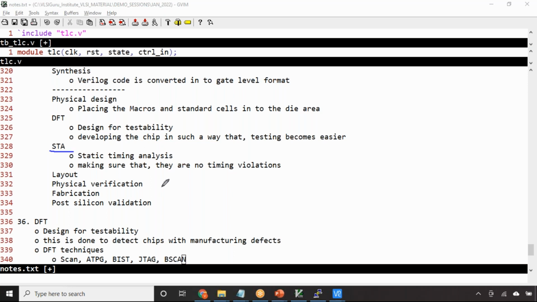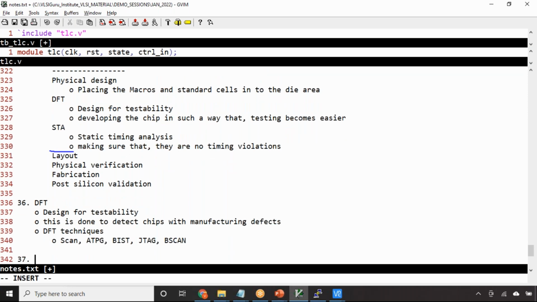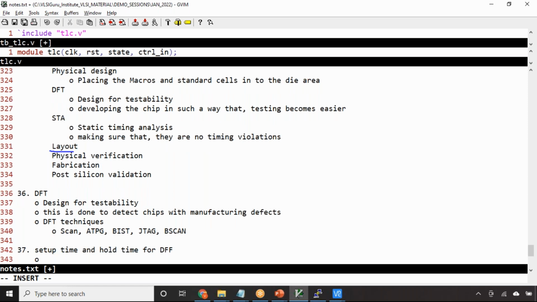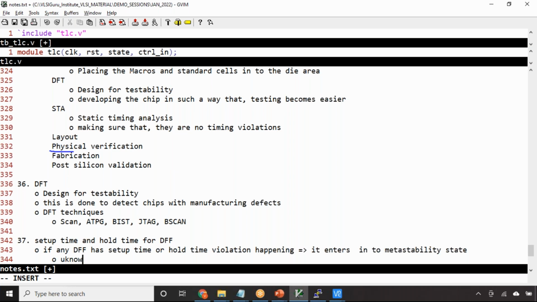During your digital design or some basic course, you might have studied about setup time and hold time for D flip-flops. Just right now understand that if any D flip-flop has a setup or hold time violation happening, then it enters into an unknown state. That is called the meta-stability state, where you don't know how the design is going to behave, whether the output is 1 or 0.